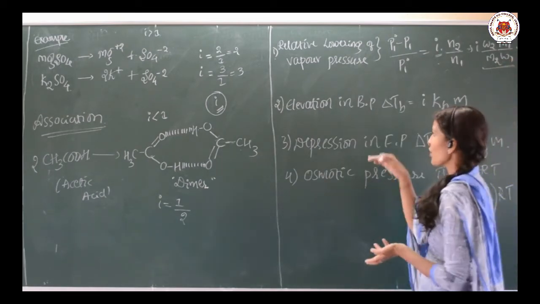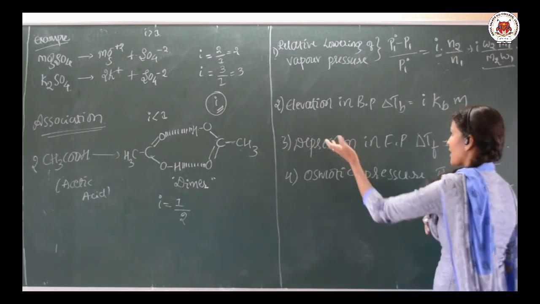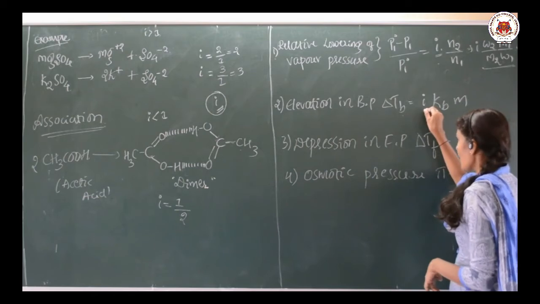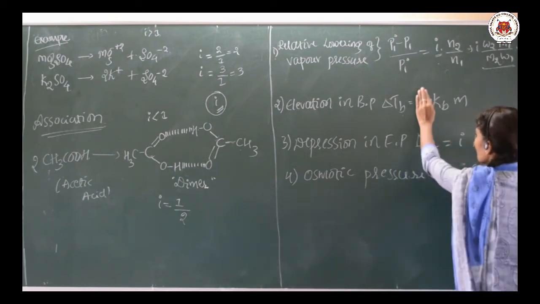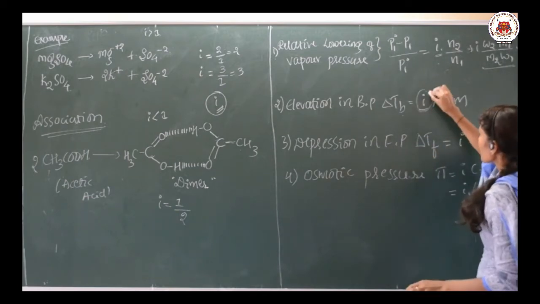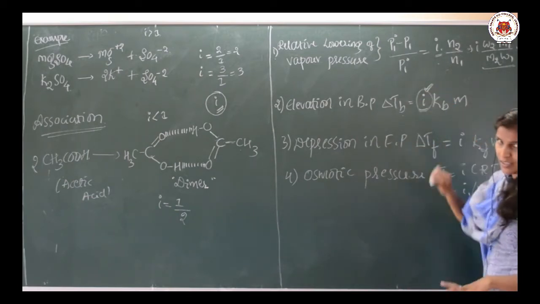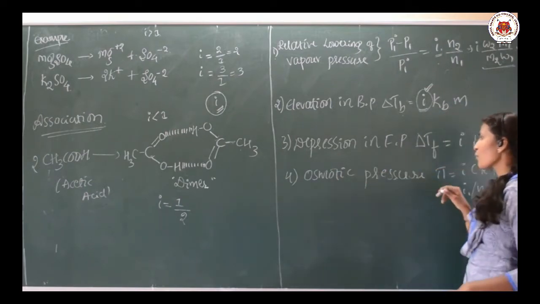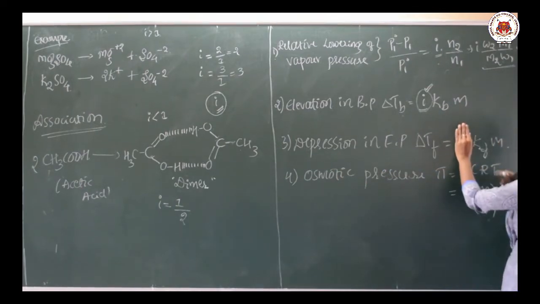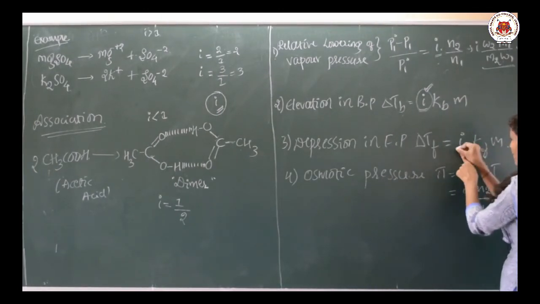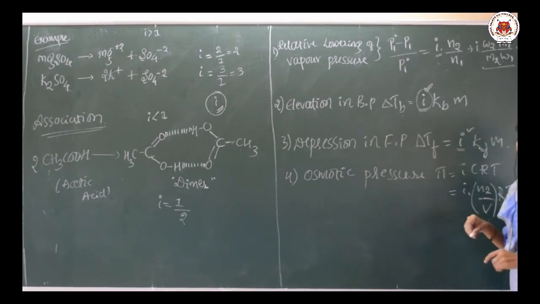Suppose I go for the second colligative property, that is elevation in boiling point: delta Tb is equal to i times Kb into m. Previously it was delta Tb equals Kb into m, but now we are introducing the Van't Hoff factor i; just multiply it by i. Similarly, the depression in freezing point formula is delta Tf equals Kf into m, and that is again multiplied by the Van't Hoff factor i.